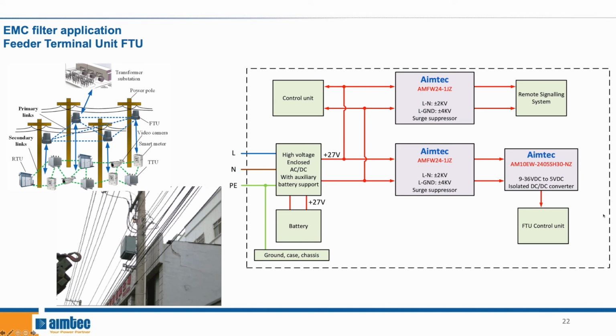And now this is how a DC EMC filter can be used in the feeder terminal unit, or FTU, of the smart grid. Essentially what this FTU can do is report the status of the power line, for example, if the power is down or if there's abnormal power usage. When we're looking at the power grid, there's lots of transients due to lightning strikes, trees hitting poles, transformers blowing, etc. In order to keep the FTU functional during all this time, they need surge suppression. This is why we have different Aimtec surge suppressors in the block diagram.